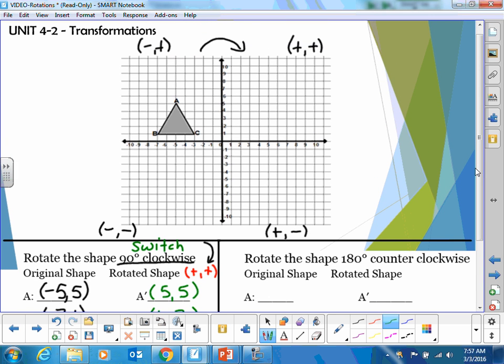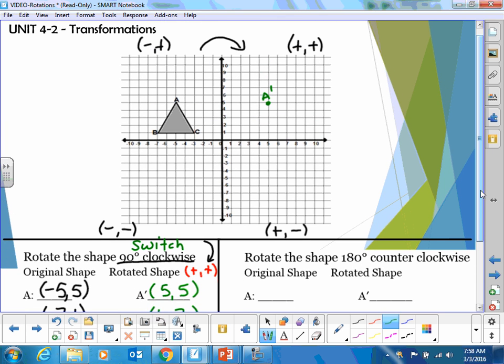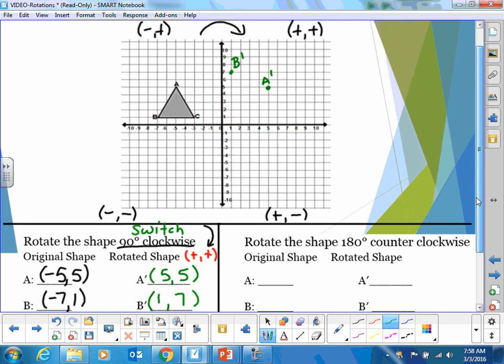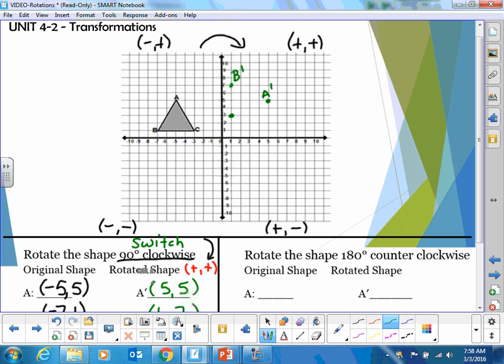So 5, 5, over 5, up 5. Remember, always go over first. That's my A prime. B is now, instead of 7, 1, it's 1, 7. Over 1, up 7. And that's B prime. And then the last one is 1, 3. And that is my C prime. And then you just simply connect them. So my shape has now turned. So A is pointing to the right. And that's my 90-degree clockwise rotation.